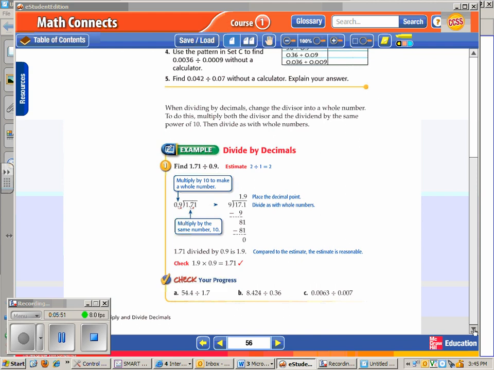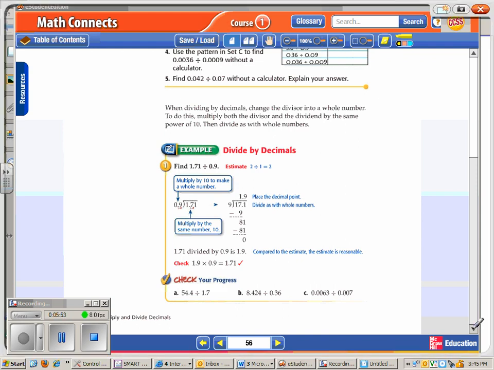If I can pull this out. I'm going to start right here. My highlighter's not working for me. So when dividing by decimals, you need to change the divisor into a whole number. To do this, you're going to multiply both the divisor and the dividend by the same power of 10. Then divide as with whole numbers.